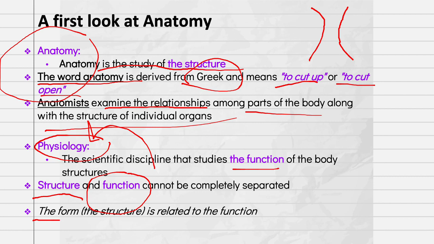Here, the statement, the form, which means the structure, is related to the function. So this would be correct, that the structure is basically related to the function. After knowing the anatomy of some organ, we would like to know how it functions normally, and that comes under physiology. So anatomy and physiology are usually studied together. So let us proceed.